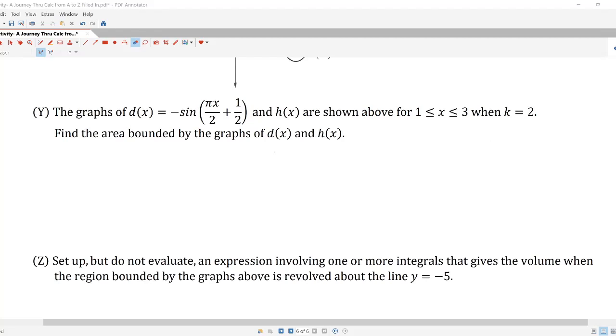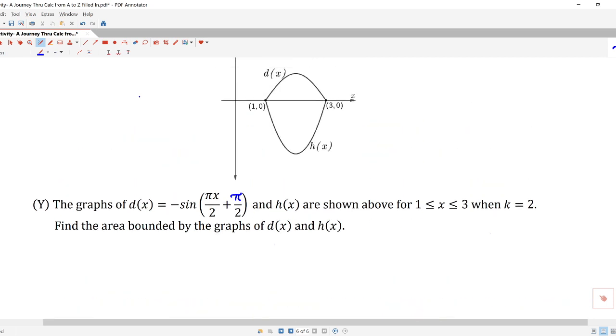Okay, let's take a look at parts Y and Z. The first thing I do need to address here is there's a typo on Y. This 1 up here should technically be a pi. So let me just go ahead and white out the 1 and turn that into a pi, which is good because this becomes very, very difficult if there's no pi up there. All right, so real quick, the graphs of d of x and h of x are shown above.